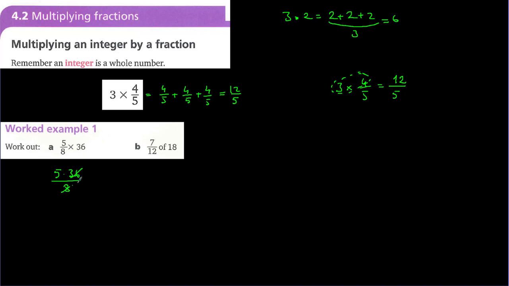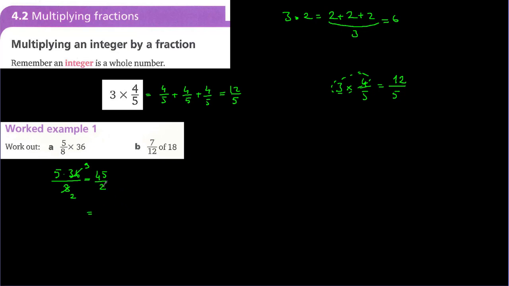So 36 divided by 8, actually it is not divisible, but they have a common number to divide, which is 4. 36 divided by 4 is equal to 9. 8 divided by 4 is equal to 2. So the answer is going to be equal to 5 times 9, 45, divided by 2, so it's going to be 45 over 2.